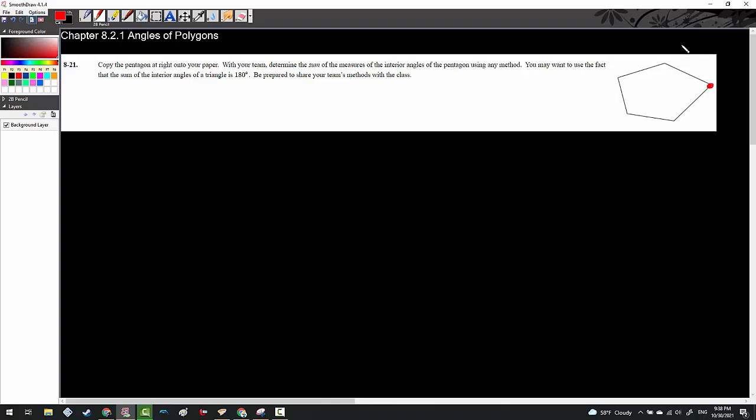So what I'm going to do is I'm going to go and connect this vertex with an opposite vertex. So I'm not going to connect it with this vertex here. That would be an adjacent one. I'm going to copy it to an opposite vertex, another opposite vertex here, and notice how I can't connect it down here because that doesn't do anything for me. So the reason why they told me to use the fact that the sum of the interior angles of a triangle is 180 degrees is because what I've just done right here is I've created 1, 2, 3 triangles.